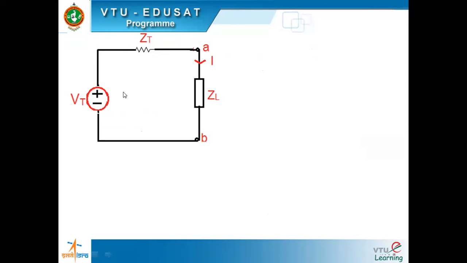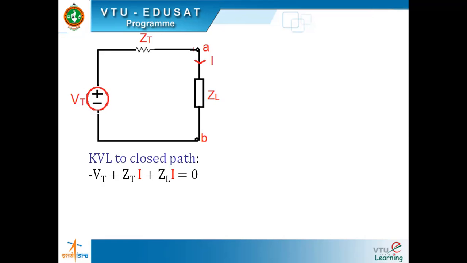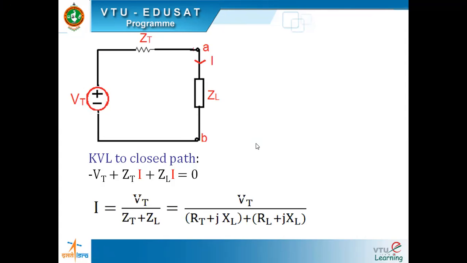We have to apply KVL. And how does the KVL look like? KVL looks like this. We have to move along the clockwise direction. When I'm moving like that, you find a negative sign, so it's minus Vt. And when we are moving like this, we find Zt. Since I is flowing through that, it's ZtI plus ZlI equal to 0. So the algebraic sum of all these voltages should give you 0, is what KVL is telling us. So from this, what is our I? I is Vt by Zt plus Zl.